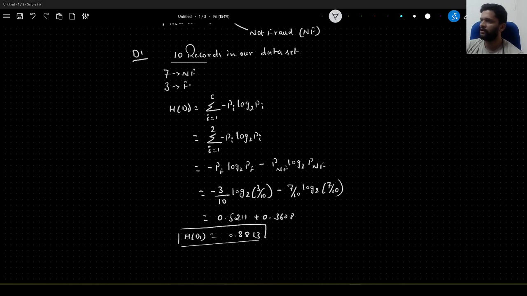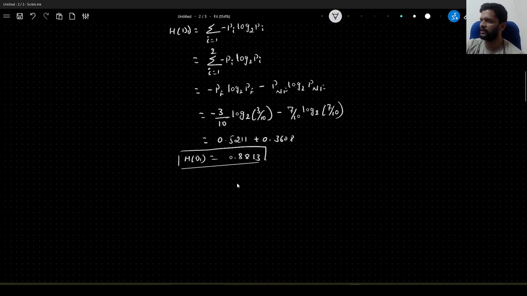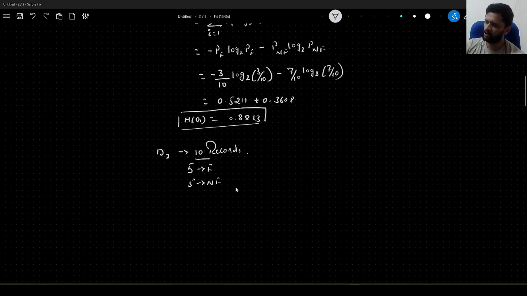Now let us say we have another data set, D2. In this data set also, we have 10 records. Out of 10 records, 5 are fraudulent and 5 are non-fraudulent. So we have an equal split in the data set among the two classes. In this case, what will be the entropy?